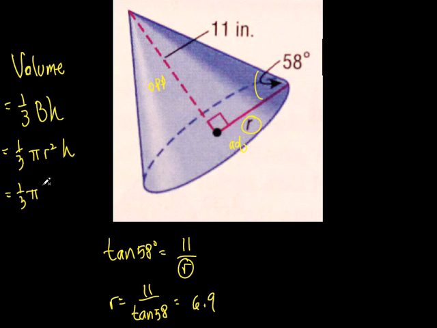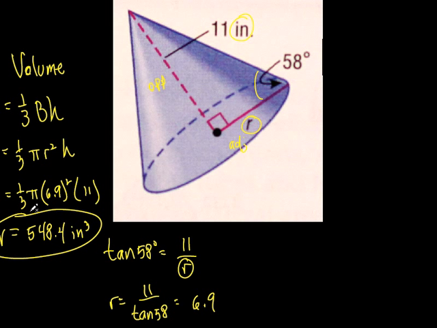So there's 1/3 pi, the radius, which is 6.9. We'll square it times the height. Now they were nice. They gave us the height as 11, and there we go. So that's everything we had to do. And then you just plug it into a calculator, and you get 548.4. This is in inches right here, so this is going to be inches cubed. So the volume is 548.4 inches cubed.